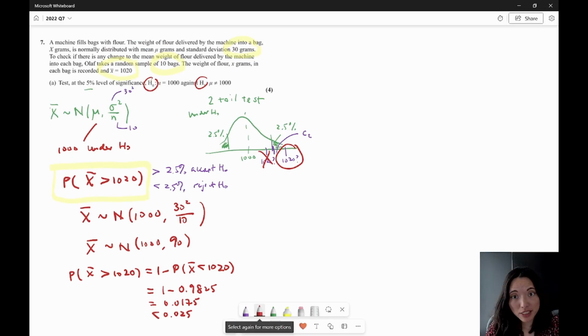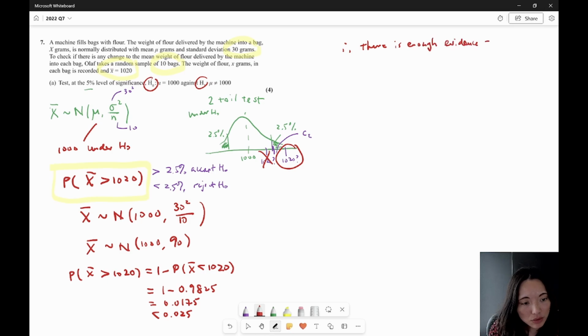What's the conclusion of the test? It's always important for us to set out what the conclusion is when the question is asking us to test a certain null hypothesis. Therefore, there is enough evidence to reject H naught. It's always useful for us to say that in context of the question: the mean weight of the flower.